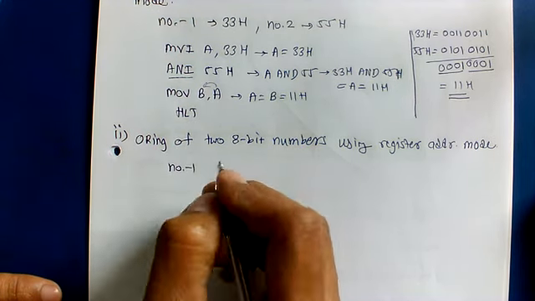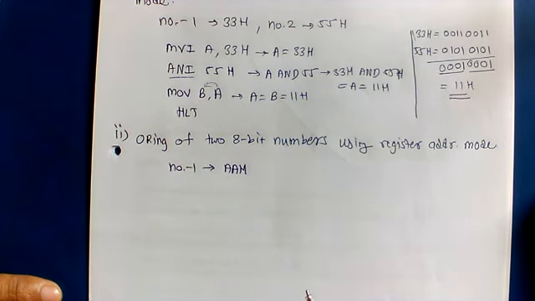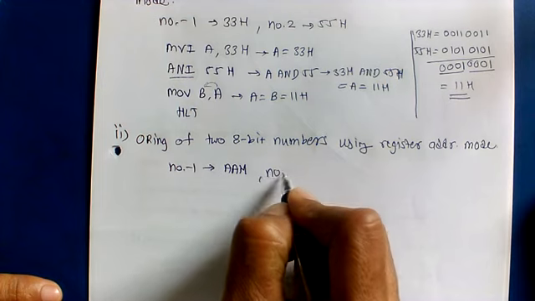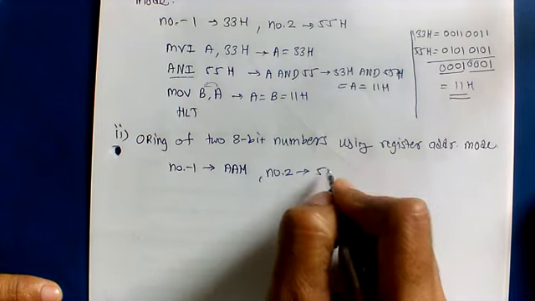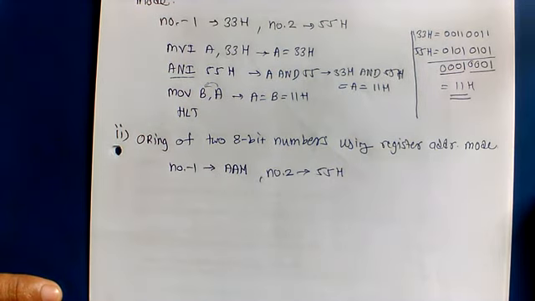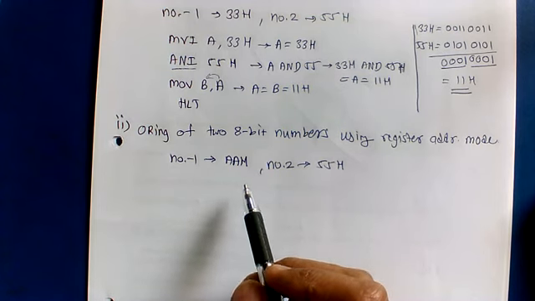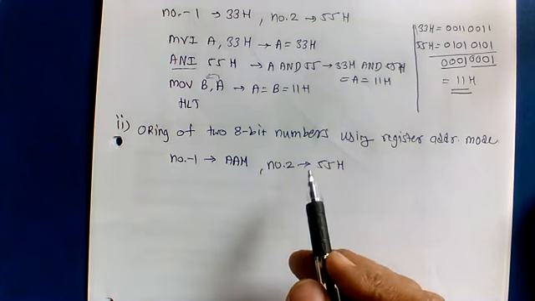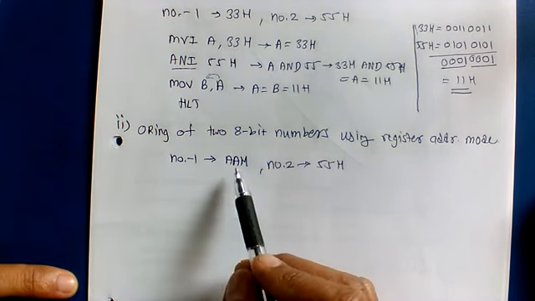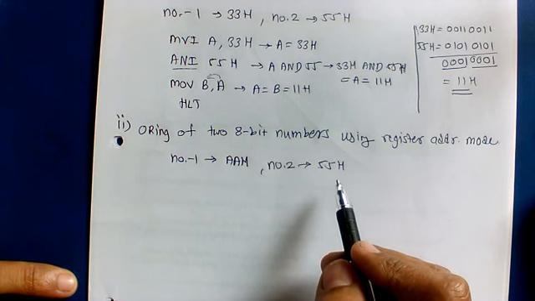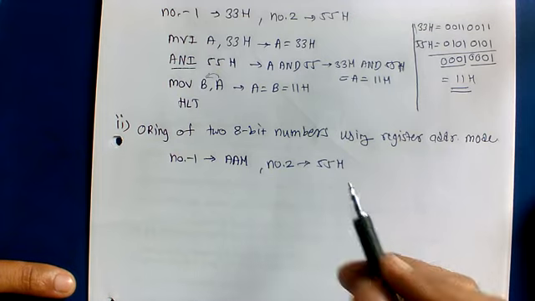Suppose the two numbers are given. Number 1, suppose AA hex, and number 2, suppose 55 hex. And suppose you want to perform the logical ORing operation between these two numbers. At that time, this AA hex and 55 hex you have to take in accumulator and in B register.